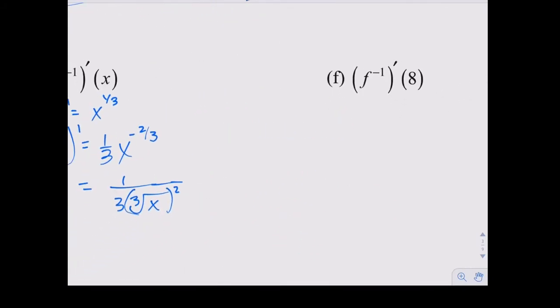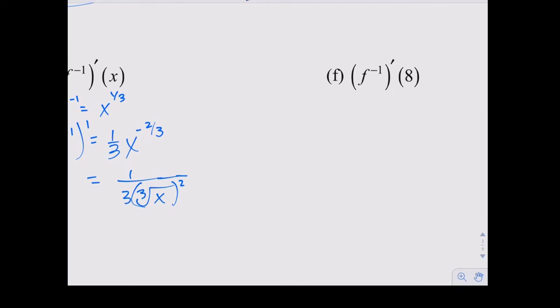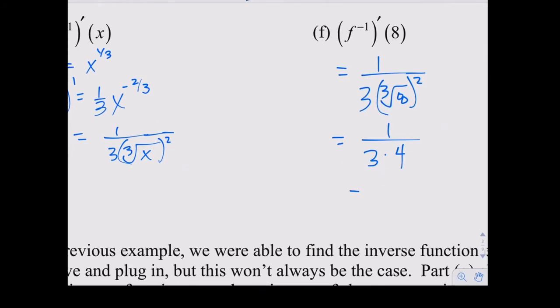Now this says what's f inverse prime of 8. Notice how bulky that notation is getting, which is part of the reason why we usually define an inverse function to be just plain old g. So that's going to equal 1/3 cube root of 8 squared. And that's 1/3. The cube root of 8 is 2. 2 squared is 4. And then we get 1/12.